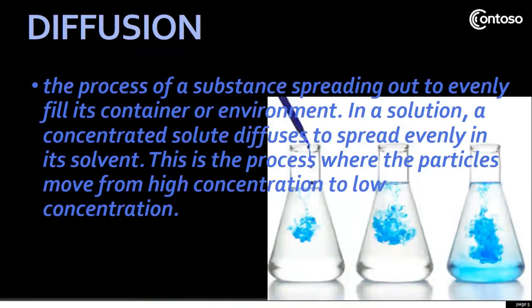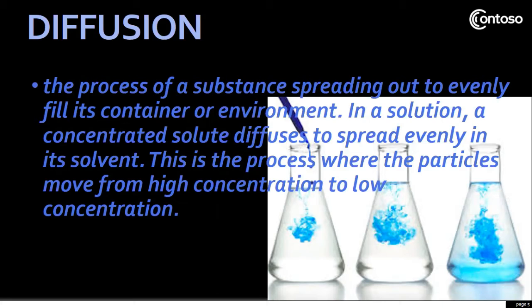So for diffusion, it is the process of a substance spreading out to evenly fill its container or environment. In a solution, a concentrated solute diffuses to spread evenly in its solvent. This is a process where the particles move from high concentration to low concentration. So diffusion is defined as the movement of a substance from an area of high concentration to an area of low concentration. It only happens between liquids and gases because their particles move randomly from place to place.